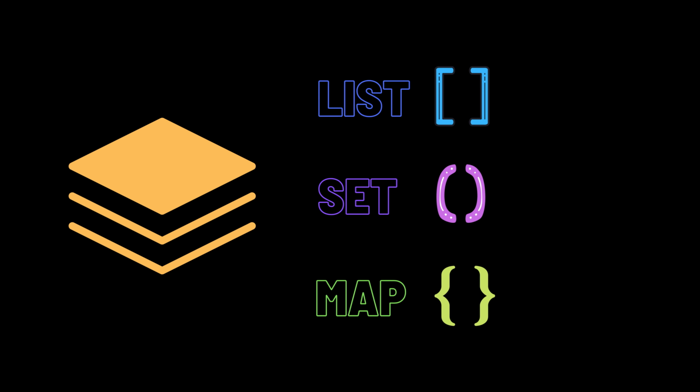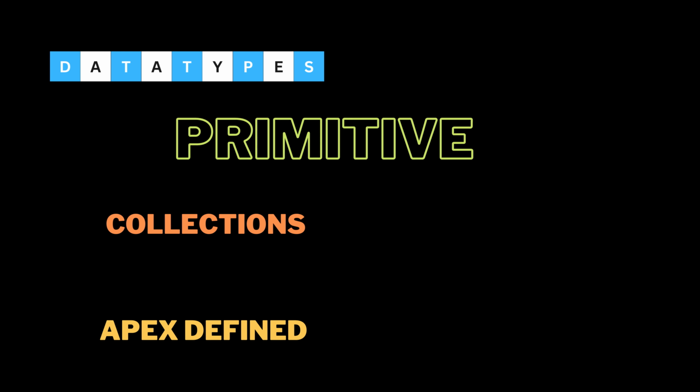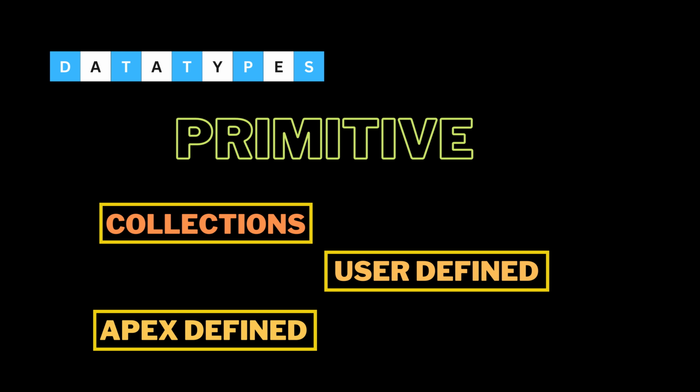All three collections can act on the following data types: primitive collections, where you can use collections within collections; Apex defined; and user defined. The latter three will be part of another video, while collections with primitive data types is today's focus. If you haven't watched the video on what primitive data types are and how to declare them, please click on the top right corner of the video or check out the link in the description.